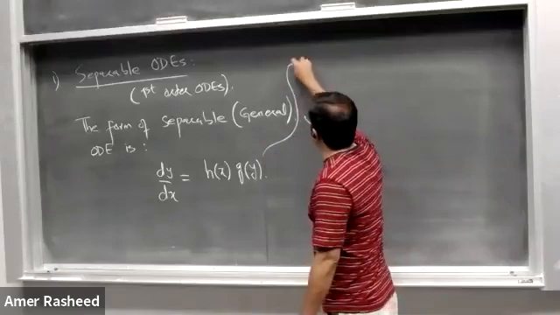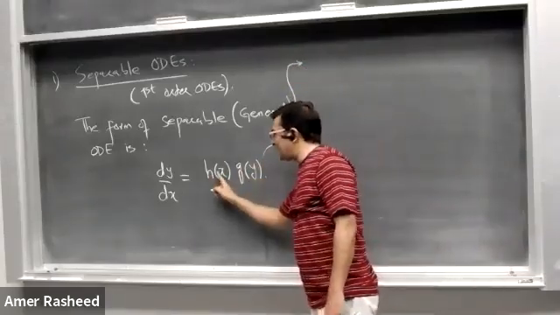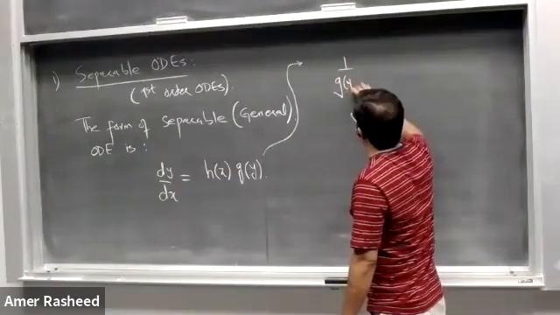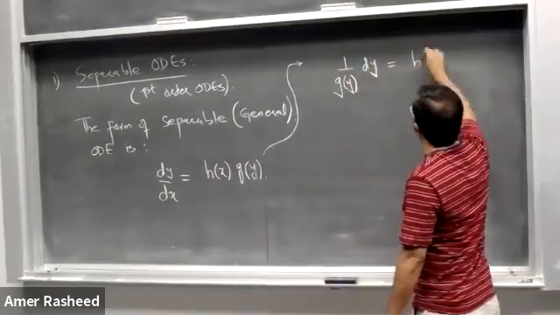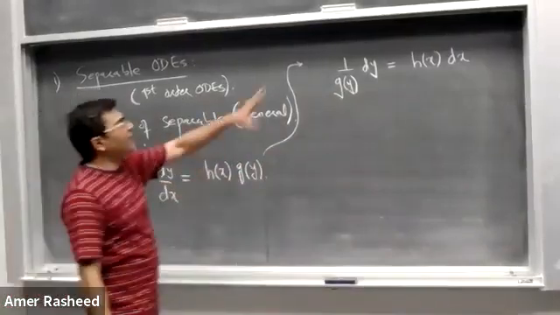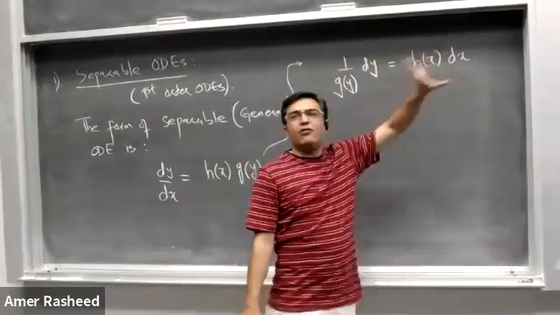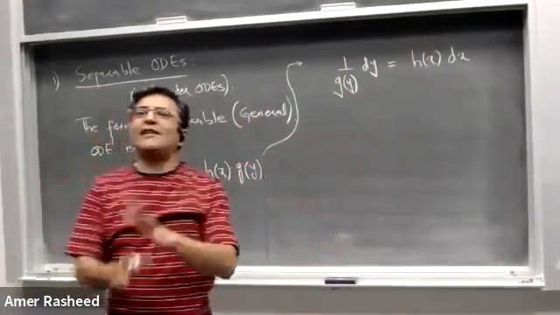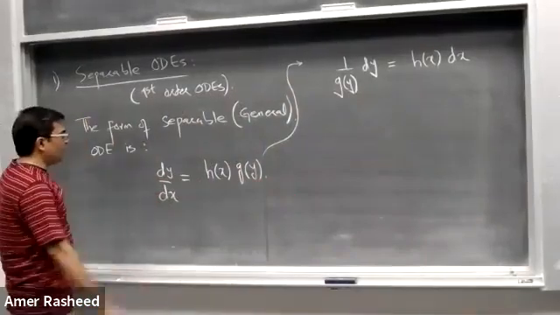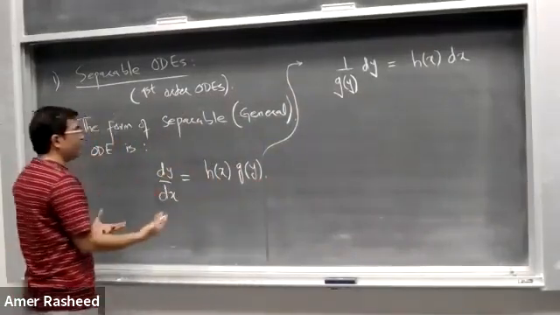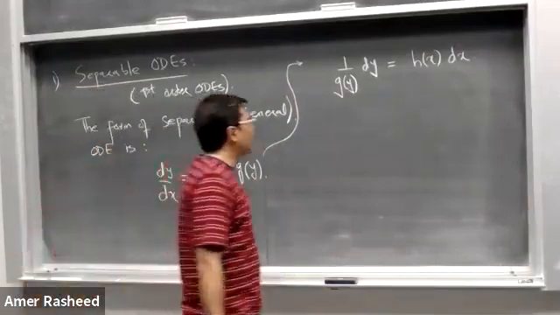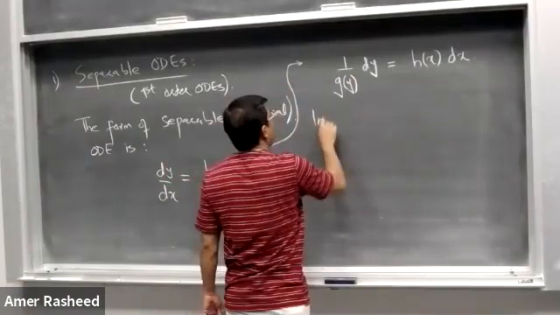Now, if the form of the differential equation is this, we can divide by g of y on the other side. We can write it as g of y times dy is equal to h of x times dx. We can separate the variables here. Now, you can see that on the left-hand side, we have only the variable y, and on the right-hand side, we have only the variable x, nothing else. There is no mixing of variables on either side. So the variables have been separated completely. So a first order differential equation in which we can separate the variables completely is basically a separable first order ODE.